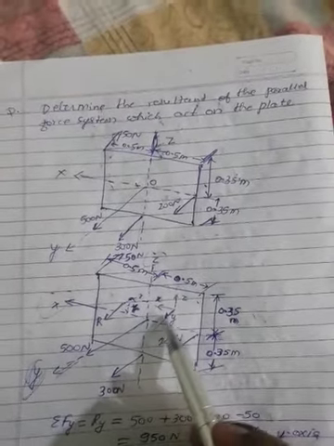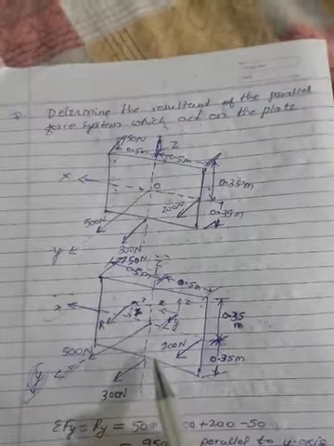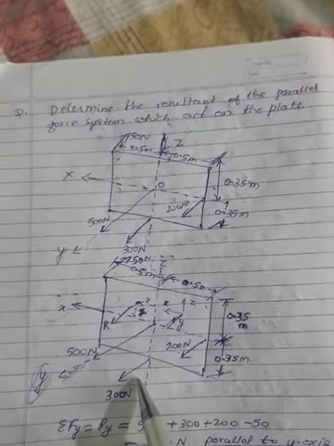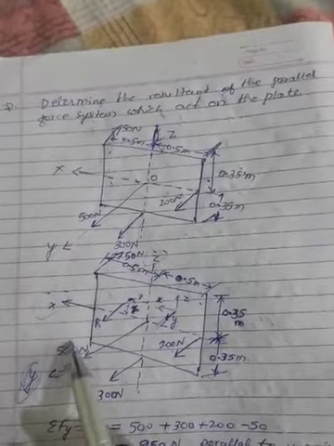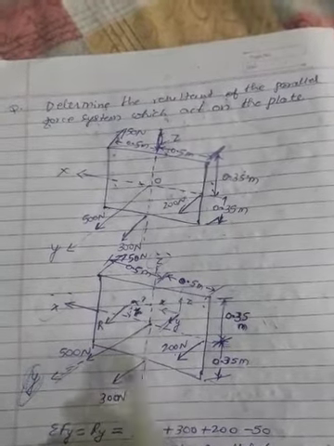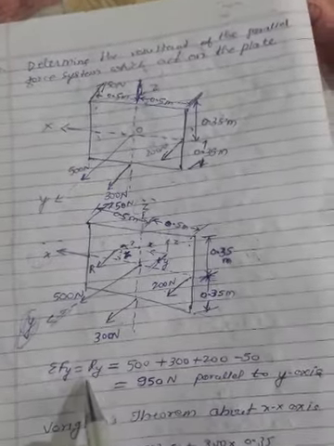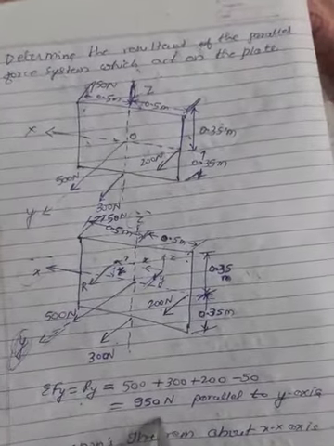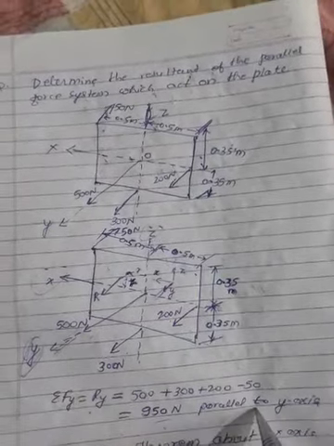So all forces are acting along the y direction, you can see here. This 200 Newton, this 300 Newton, this 500 Newton is acting along the y direction. So resultant is along the y direction. Because of that I am applying summation of y. So I will get the resultant as 950 Newton parallel to the y axis.